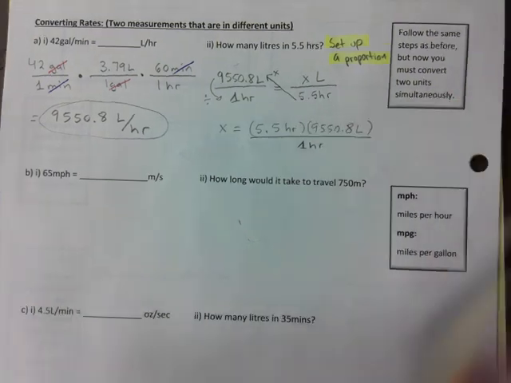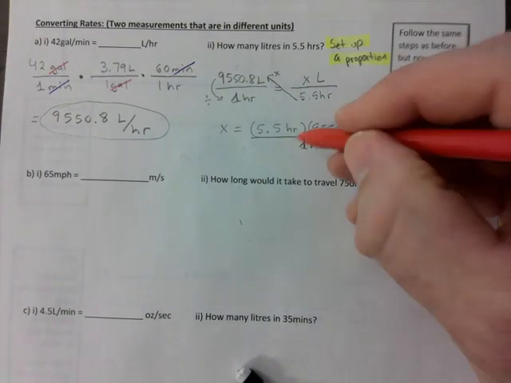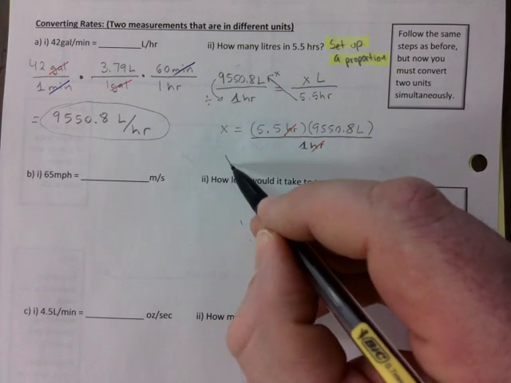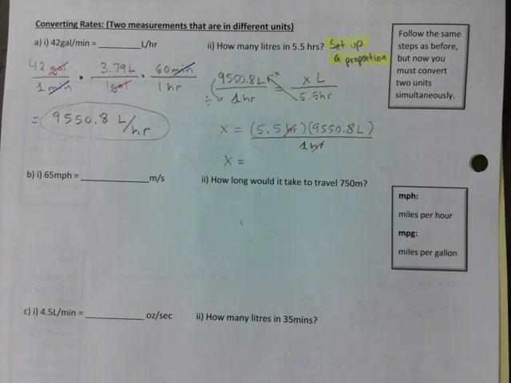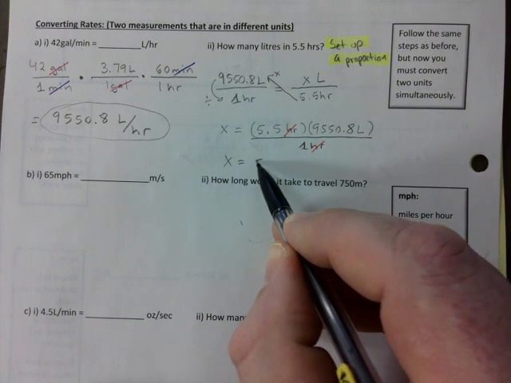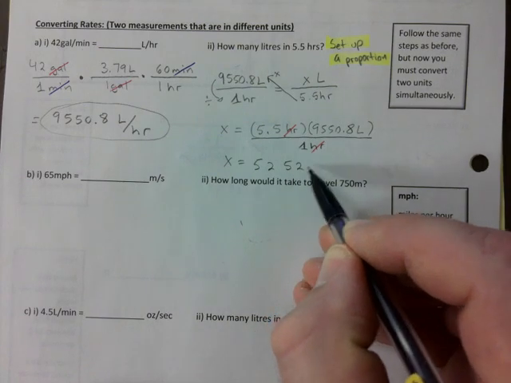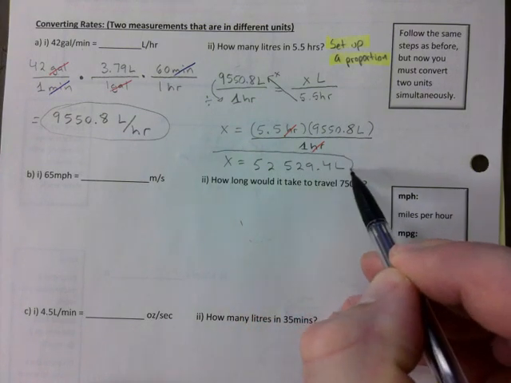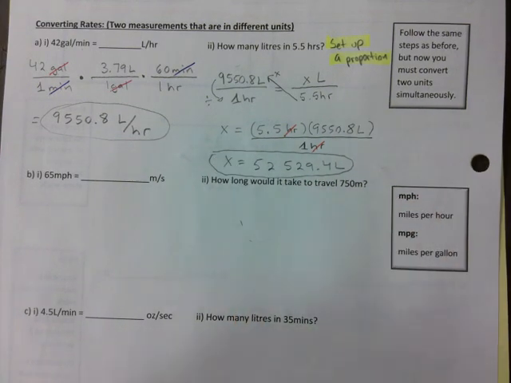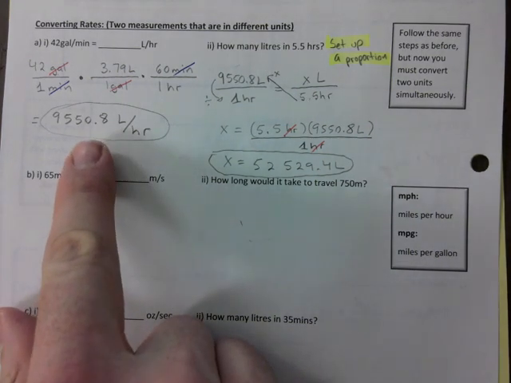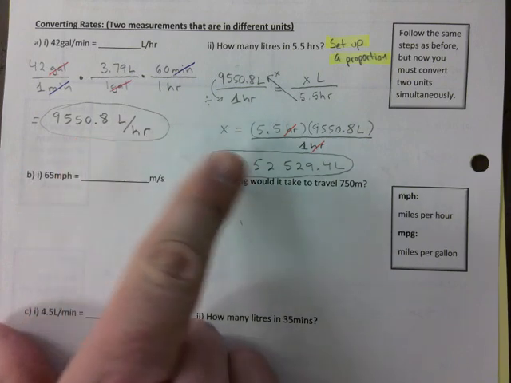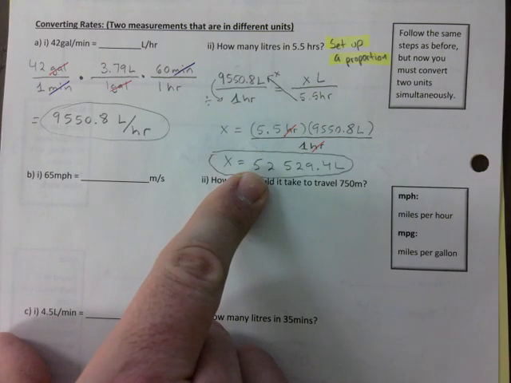What's going to happen with these 2 hours here? That one and that one cancel out, right? So all you're left with is liters. And that gives you 52,529.4 liters. And I want you to also learn to not just blindly believe your answer, but actually see, does it make sense? If you think about it, it's almost 10,000 liters in 1 hour. So in 5 hours, it stands to reason that we're in the 50,000s, right?